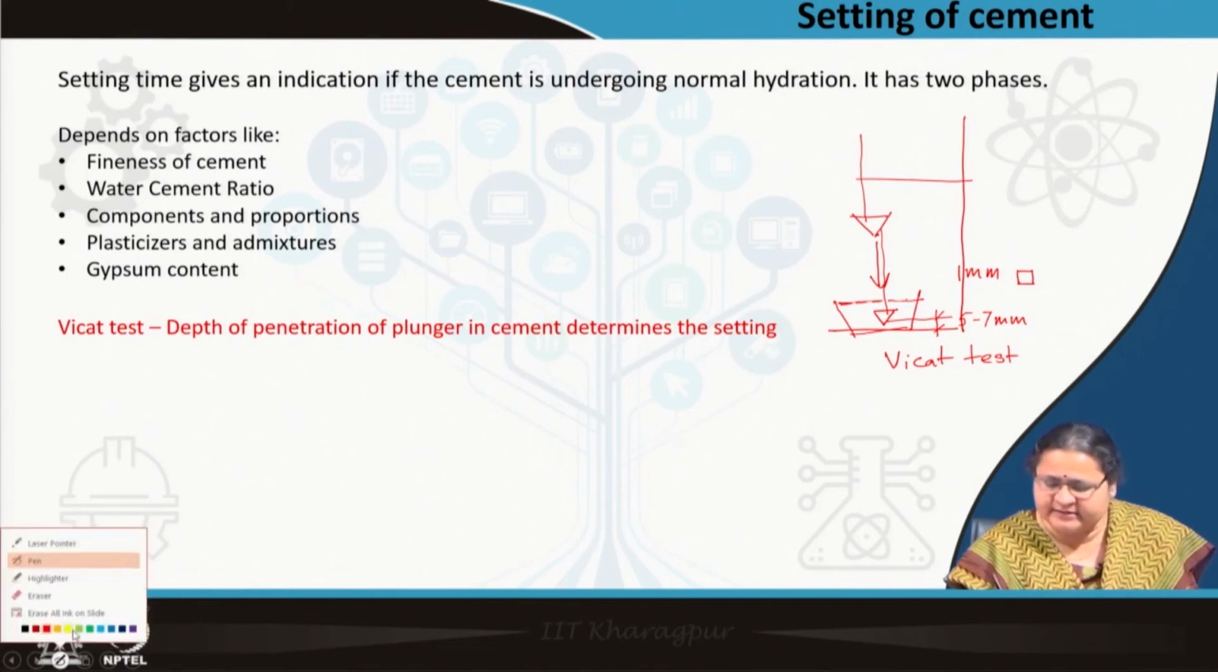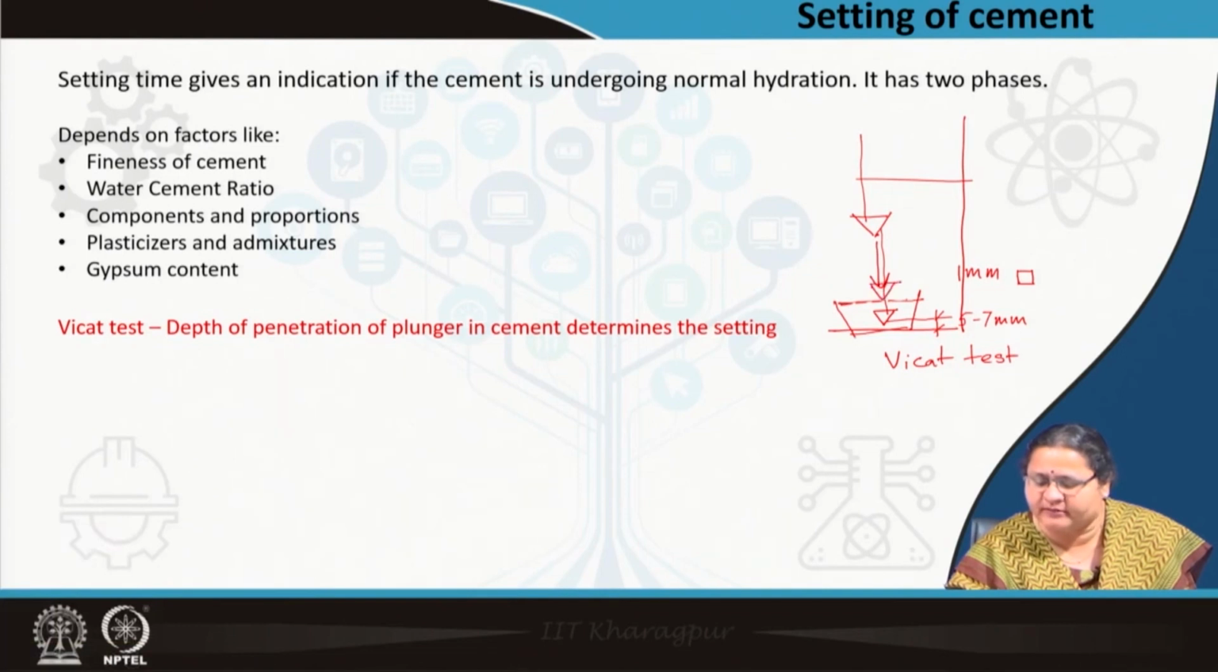Now, if we are going for testing again after some time, this plunger won't get inside so much, it will just stick and stop here. If it has finally set, it will just make a mark if it is a 1 millimeter square plunger, that is, the base is 1 millimeter square in dimension, and if it is a 5 millimeter square dimension, it will not even make a mark. That means the cement has undergone final setting.